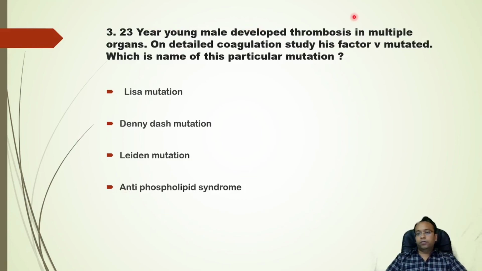A 23-year-old young male developed thrombosis in multiple organs. On detailed coagulation study, his factor V is mutated. What is the name of this particular mutation? So the factor V mutation is known by the name Leiden mutation. So the answer is very simple.